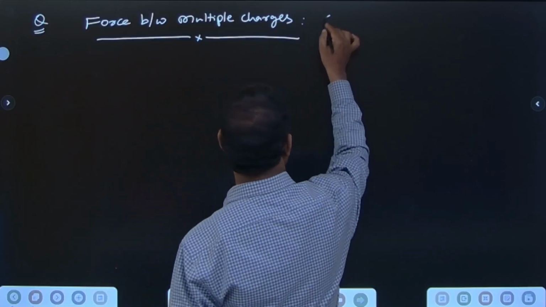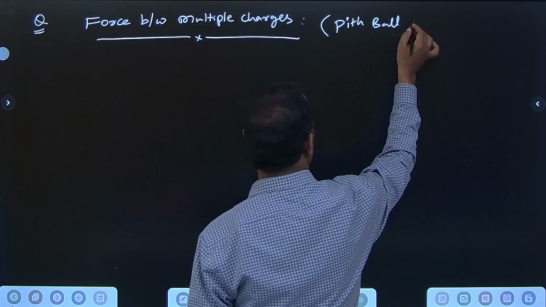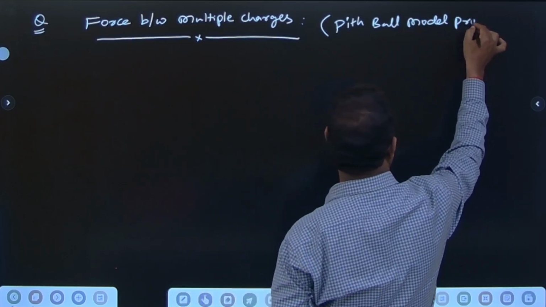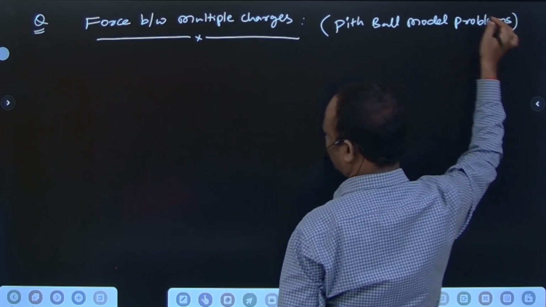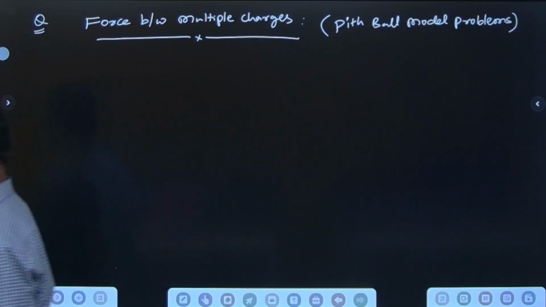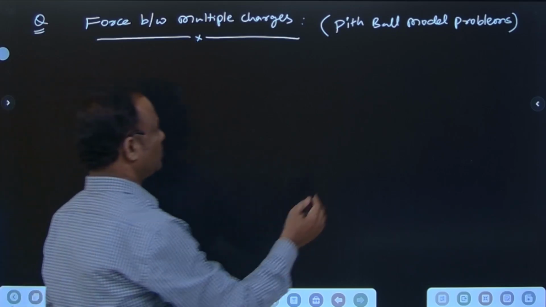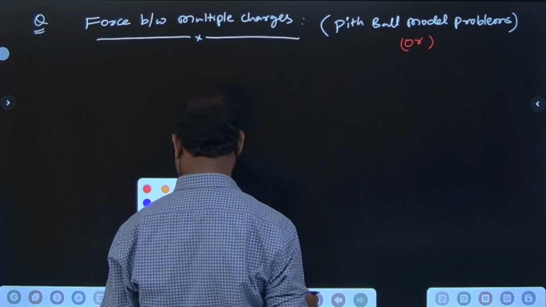This is also a pith ball model. Pith ball model problems. So pith ball means a ball whose mass and charge are given. This type of question will be asked, on the equilibrium of a suspended point system.